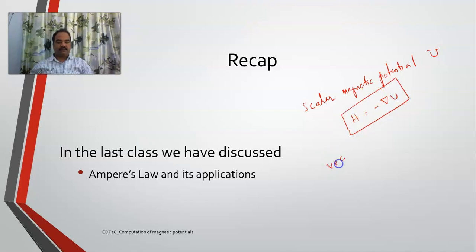The other one is vector magnetic potential, represented by A, and it is a vector, and it is given by that. So these two are the potentials which you do have in magnetic fields.